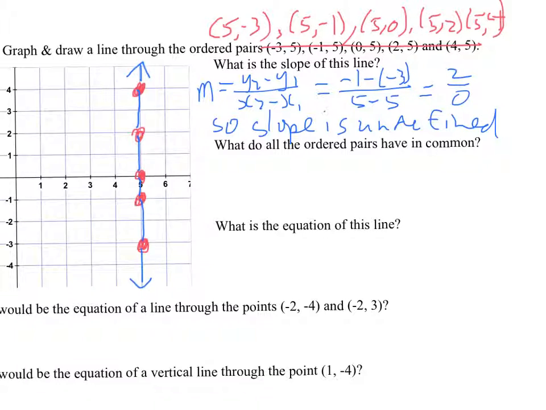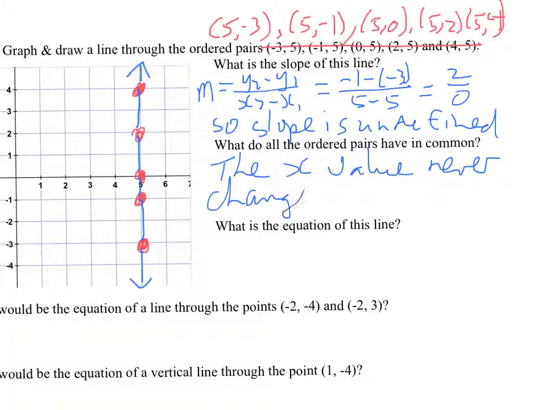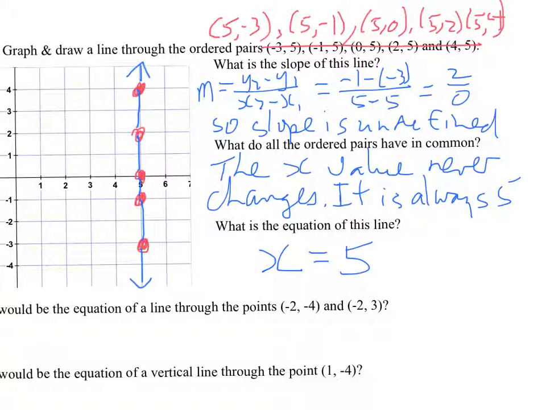So, what do these ordered pairs have in common? The x value never changes. It is always 5. Now, what do you think the equation of the line is? The other one was y is equal to that value. Yeah, it's going to be x is equal to 5. Now, so it's the strange one. There's no y in the equation. The other one was strange. There's no x in the equation. So this one actually is x is equal to 5. You are going to get a vertical line that goes through the x-axis at the point that's the x value that never changes. So x is equal to 5.